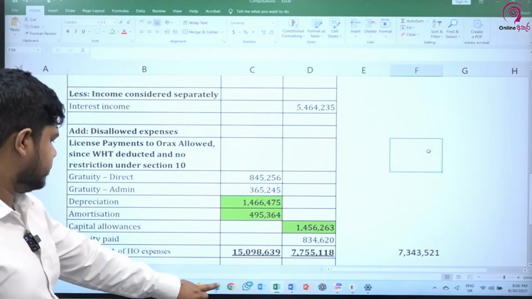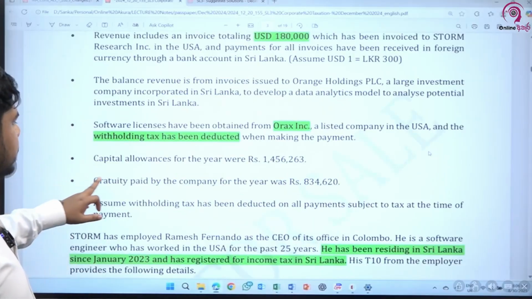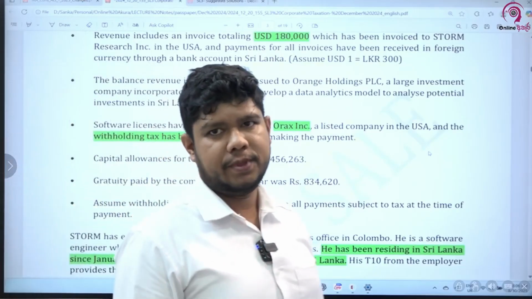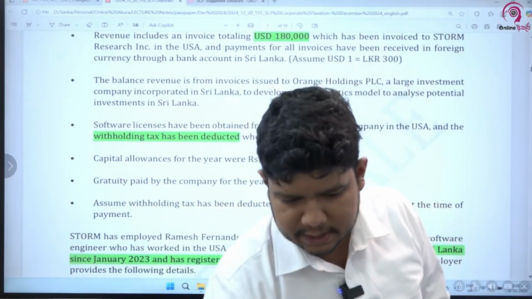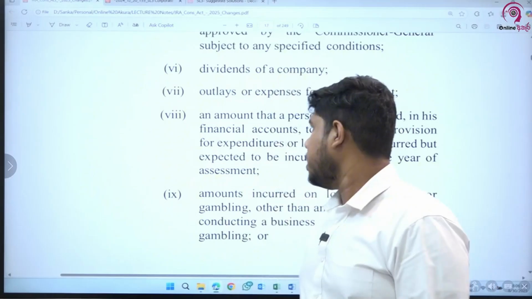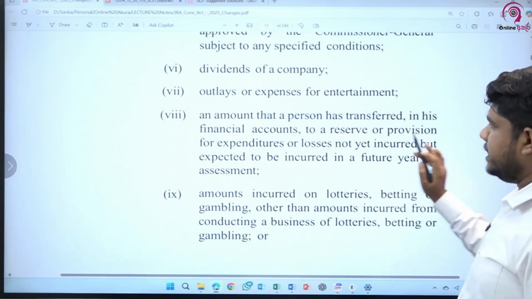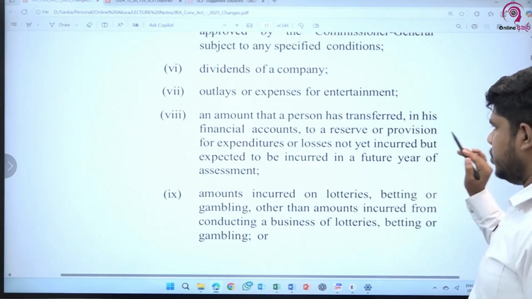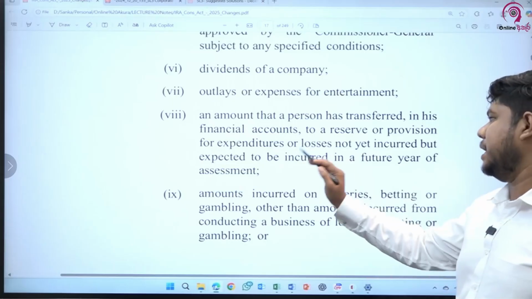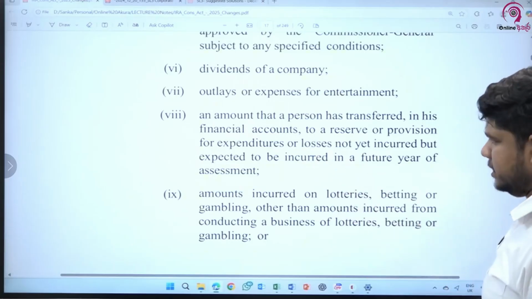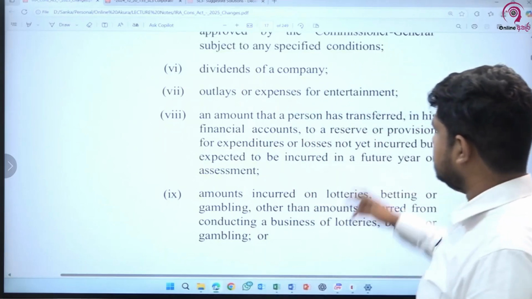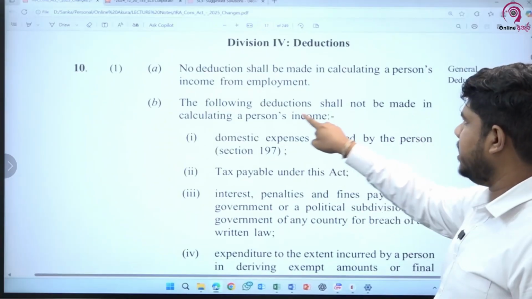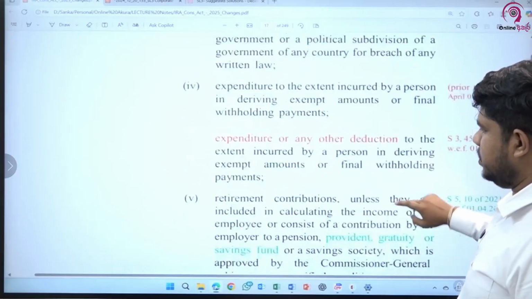Next, gratuity paid by the company for the year was 834,620. So students, gratuity, in the same section, read: an amount that a person has transferred in his financial accounts to reserve or provision for expenditures or losses not yet incurred but expected to be incurred in a future year of assessment. So section 10, the following deduction shall not be made in calculating a person's income, right?